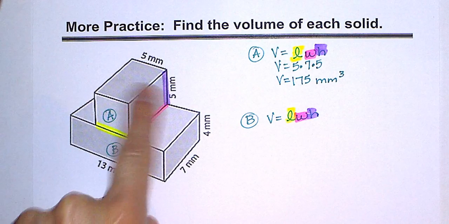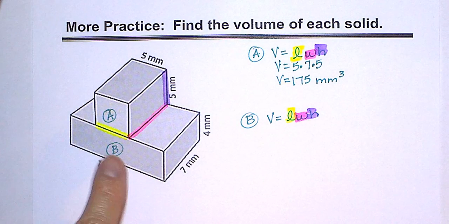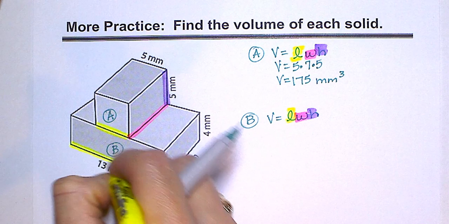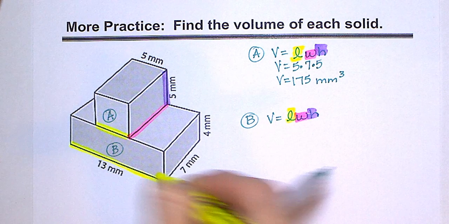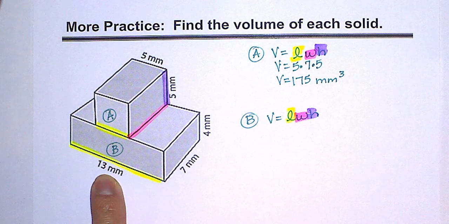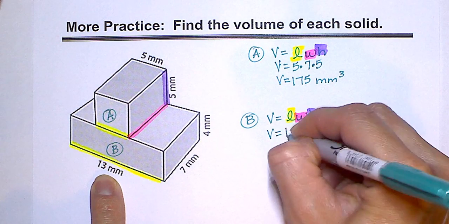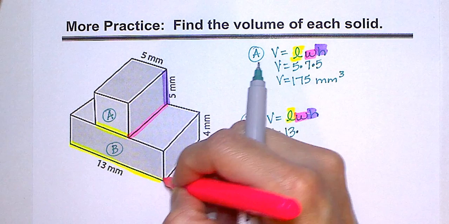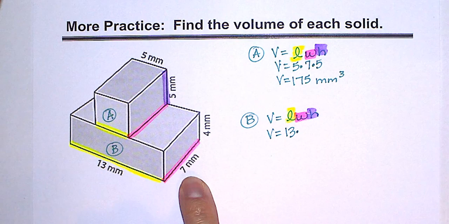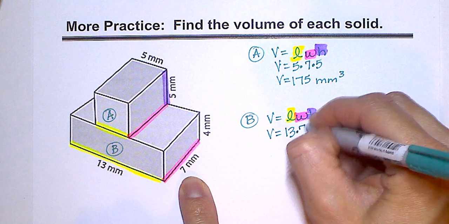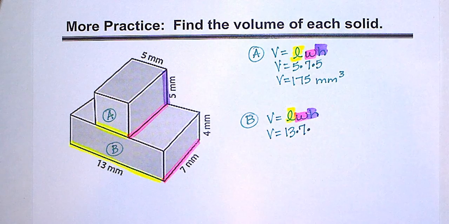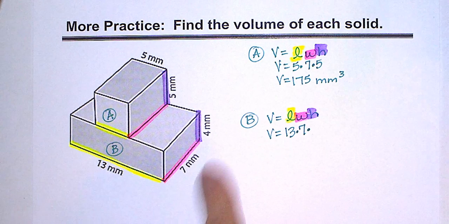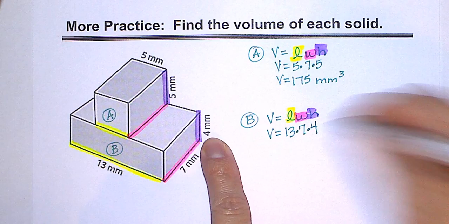Okay, so that's what we did first. We did prism A. Now let's do prism B. So the length of prism B, I'm going to highlight yellow, and lucky us, there's a 13 right next to that one. So our L is 13. Our width is this measurement right here. Lucky us, there is a 7 right there. And then we are definitely getting very lucky with this bottom prism because everything that I highlighted has a number right next to it, and that is 4.